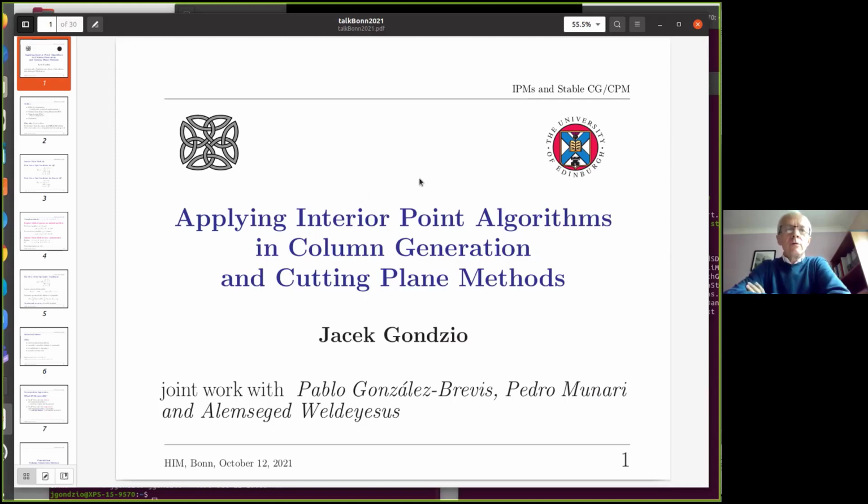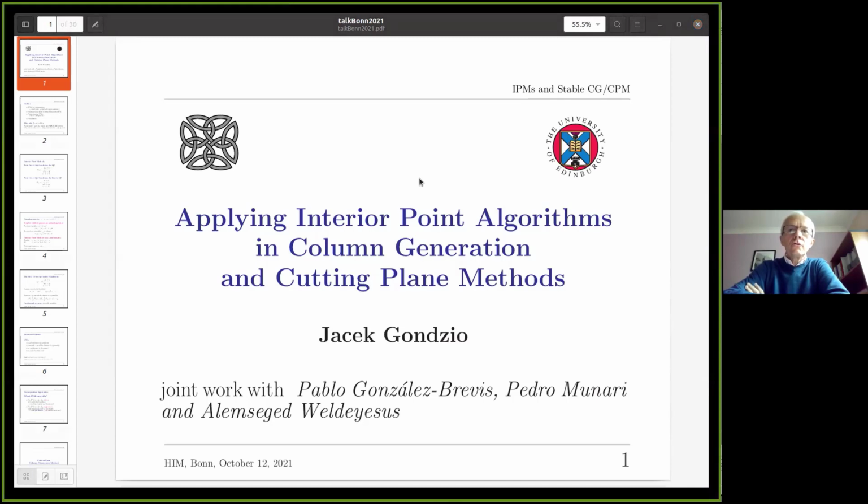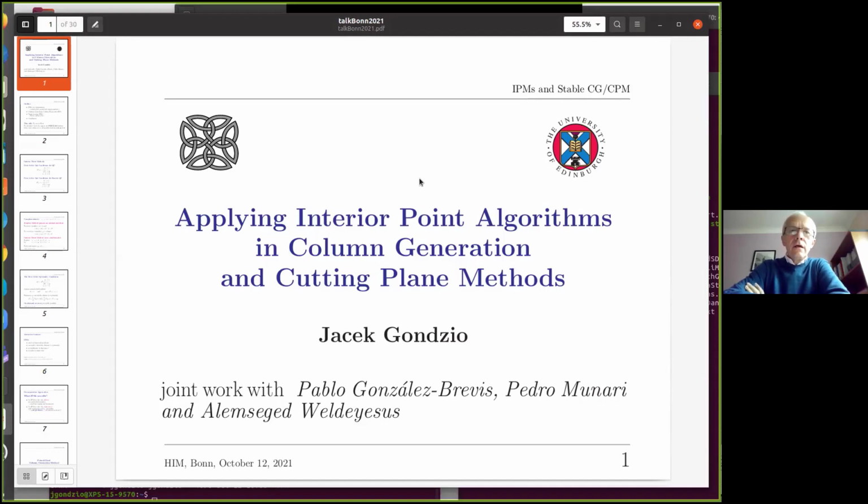This talk will be slightly different than the other ones because I'd like to focus on something slightly more practical, I would say. When solving various combinatorial optimization problems, we frequently have to use column generation or cutting plane methods or some decomposition schemes, and then interior point methods have something special to offer. That's what I'd like to convince you of.